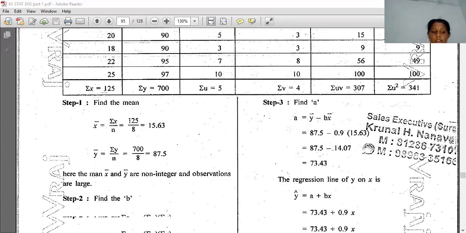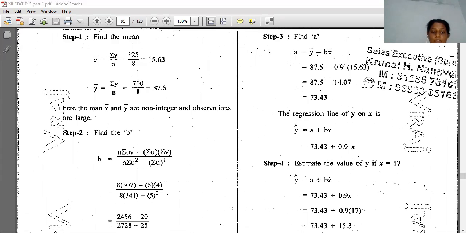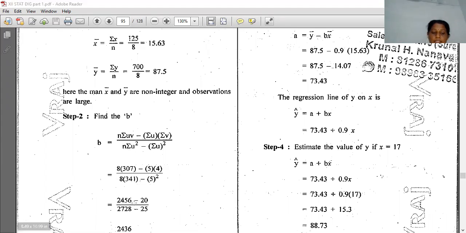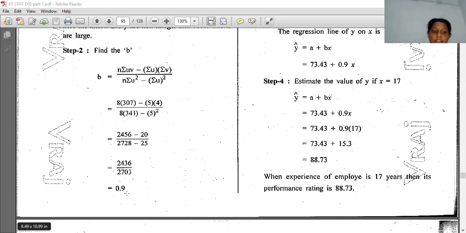Now our second thing is to find b, that is n sigma UV minus sigma U sigma V, upon n sigma U square minus sigma U the whole square. That comes to 8 into 307, the total of sigma UV is 307, minus 5 into 4. Sigma U is 5, sigma V is 4. Upon n, that is 8 into 341 minus 5 square, that is 25. So 2456 minus 20 and 2728 minus 25. That comes to 2436 divided by 2703. So your final answer of b is 0.9. Okay, understood? This all you have to do step by step.